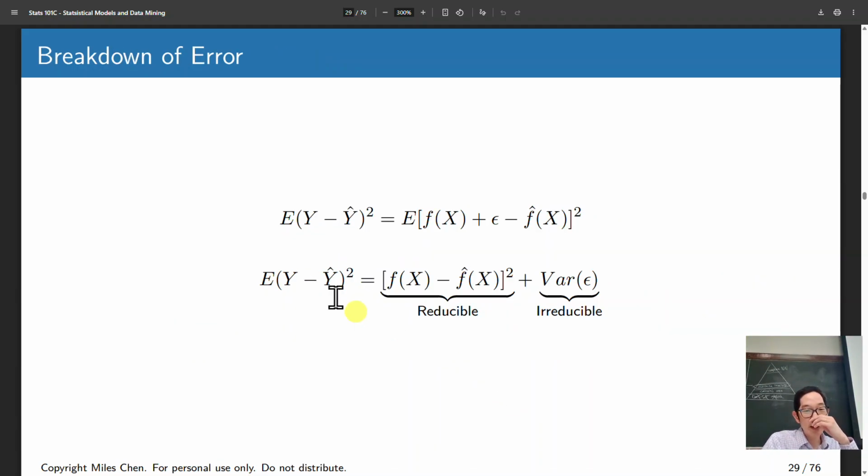Okay, all right, and so the breakdown is written out this way. The difference between the actual value and whatever we're predicting. So this is our expected squared difference here. The actual value is going to be f of x, and the predicted is going to be f hat of x. The difference between these two is our reducible error, and then the variance of the error term, that's going to be our irreducible part. Okay.